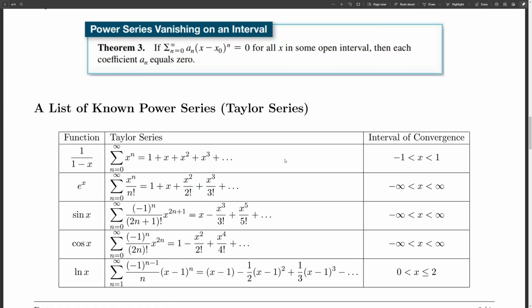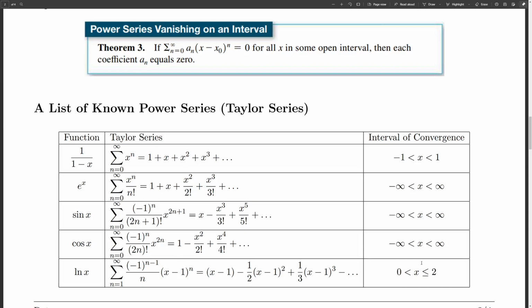Now, let's quickly talk about interval of convergence. The first function, the power series, has an interval of convergence from -1 to 1. For the exponential function and the sine and the cosine, the interval of convergence is all real numbers. And then finally, the natural log has an interval of convergence from 0 to 2.